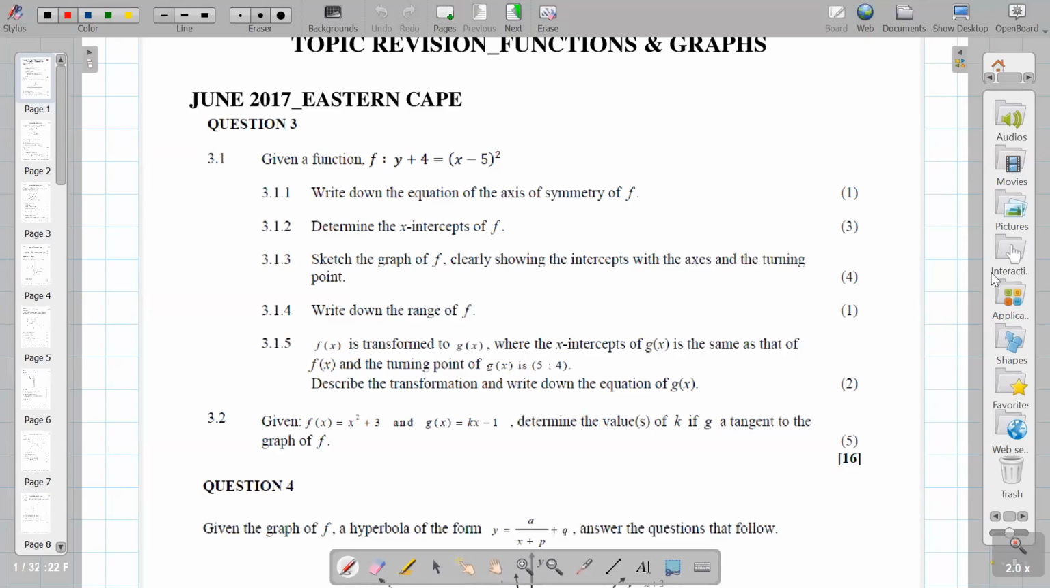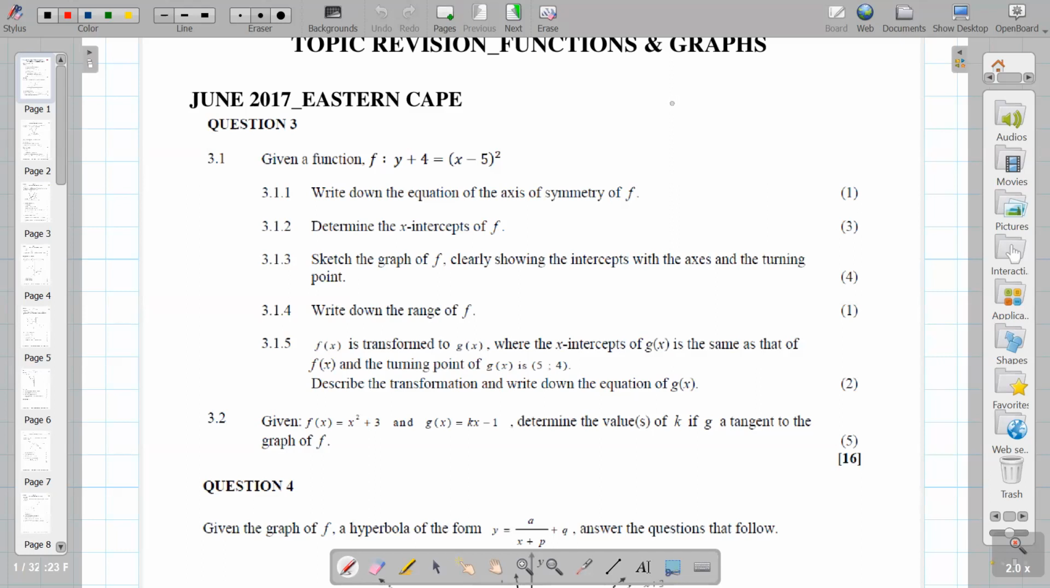Okay, hello everyone. Now the function session, we will be starting functions and graphs in paper one. It's one of the big sections over there. It's around 35 marks out of 150. Now there are questions with parabola, hyperbola, exponential functions, logarithmic functions, inverse functions, all these things, including the straight lines.